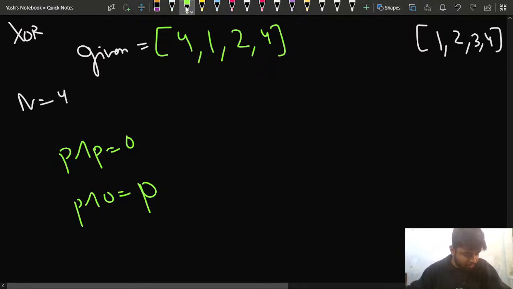So if XOR, okay, Swaroop and Lalit, all of them are giving answers. Lalit is saying two nested loops. No, two nested loops will give me order of n square time. That is something that I don't want. I want an order of n answer with XOR.